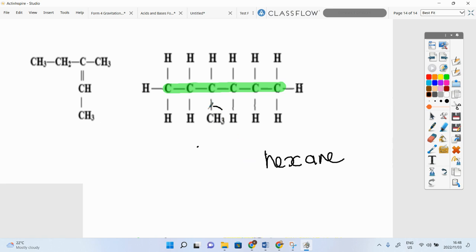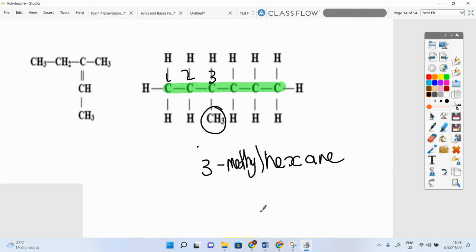And then there's a branch. So then where am I going to start counting? 1, 2, 3, or 1, 2, 3, 4? So it's 3 methyl. Oops, yeah. 3 dash, don't forget methyl. Hexane.